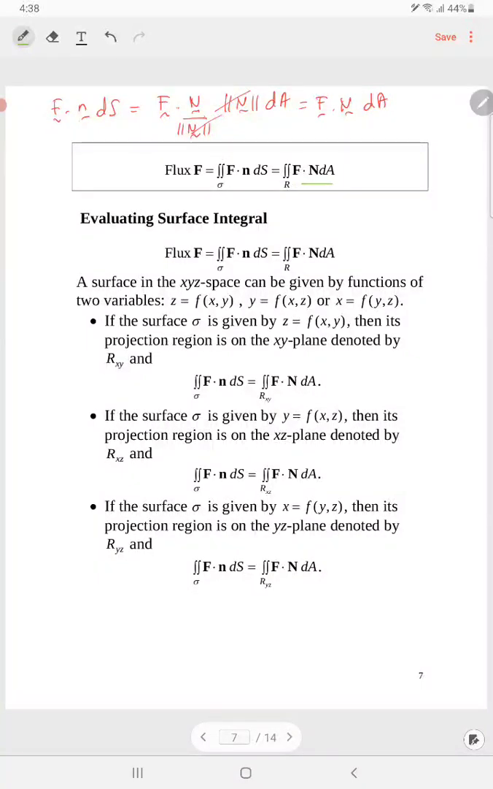So you just dot F and n first, project onto the plane, either the xy plane, xz plane, or yz plane. Then it's back to a double integral, and then evaluate as usual. For the example, I'm going to save that for our next video.